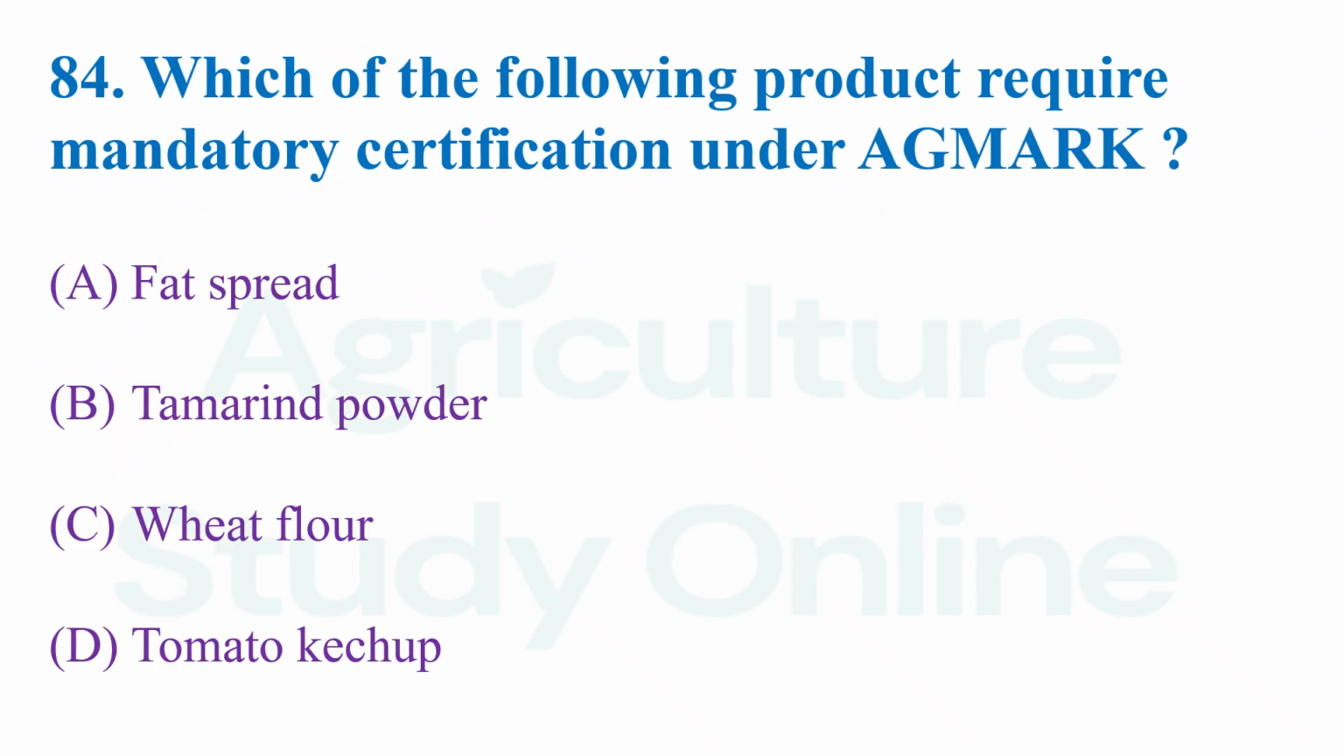Question number 84. Which of the following product requires mandatory certification under AGMARK? So fat spread, so it's regulated under FSSAI. Tamarind powder, it's covered under AGMARK grading standards and it requires a mandatory certification for quality grading. Wheat flour, so it's not mandatory under AGMARK, and tomato ketchup, so it's under FSSAI. So correct option should be option number B, that is tamarind powder.